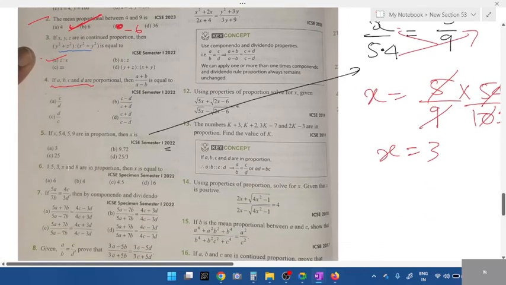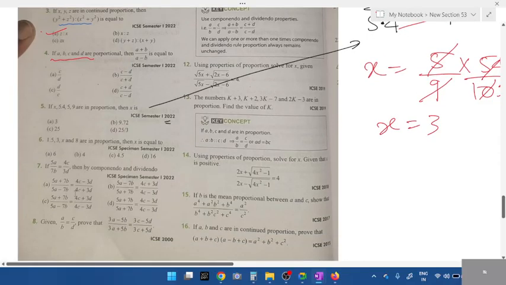Okay, sixth question, you all try it. Sixth question, can you see the seventh one? Apply componendo dividendo. Just apply componendo dividendo, you'll get the answer. Then tell me the direct answer, students, without solving.